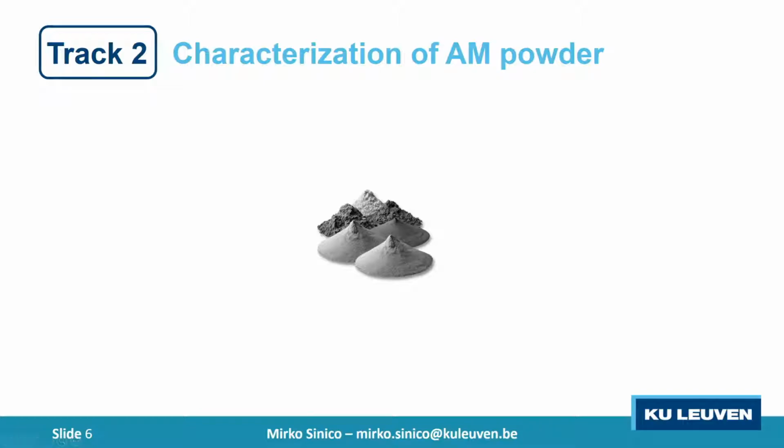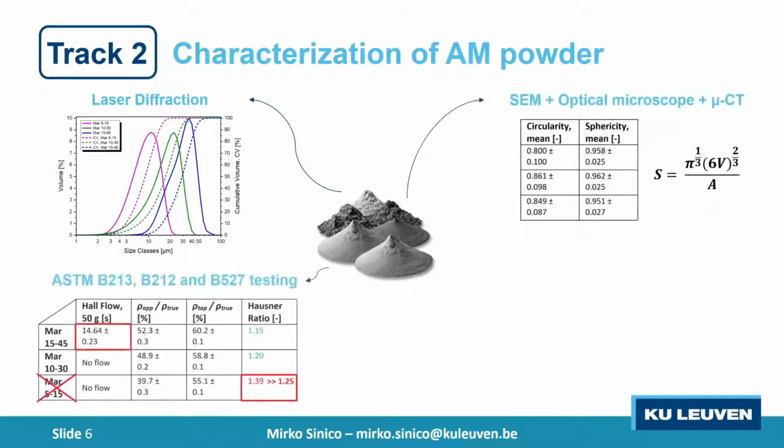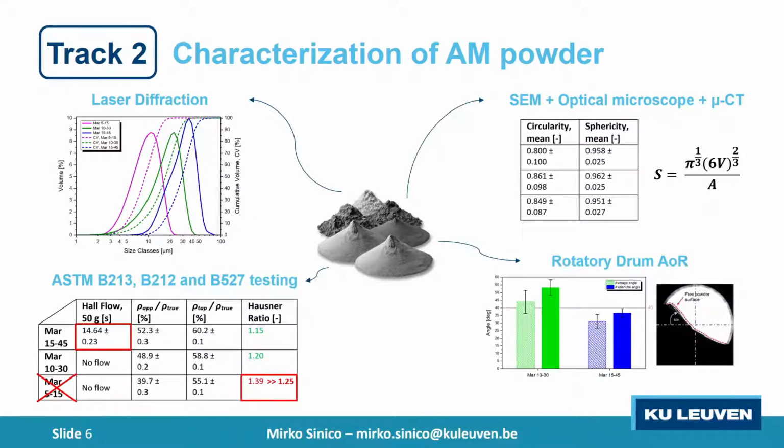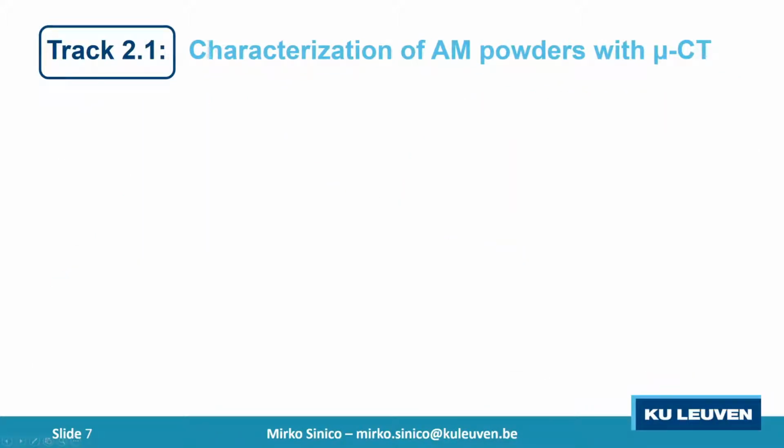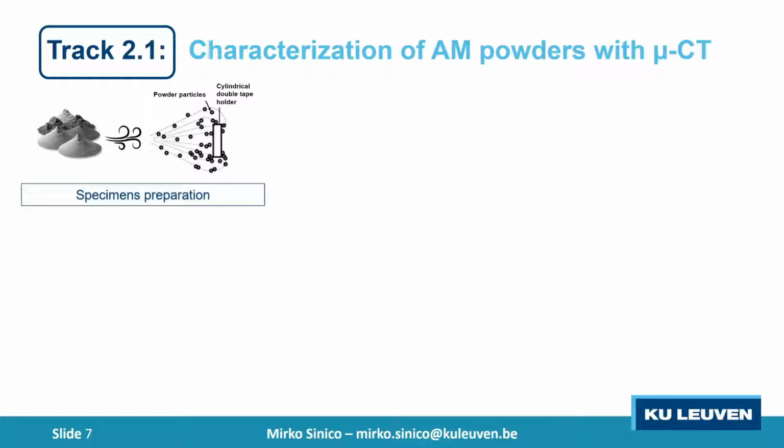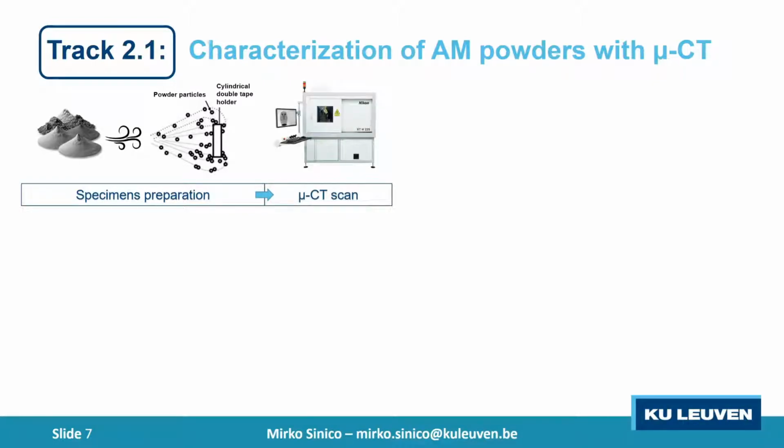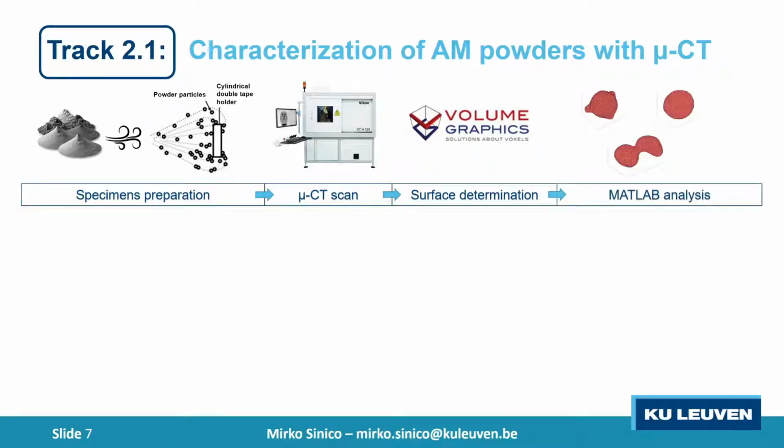Track 2, therefore, starts with an in-depth characterization of the powder using different equipment, but I want to focus your attention on the micro-CT analysis. The micro-CT analysis was specifically devised to enhance our comprehension of the initial powder properties. A new characterization workflow was developed, starting from the definition of how to prepare the specimen with the powder, to the micro-CT scans, the surface determination done initially on commercial software, but afterwards also through a MATLAB in-house developed software.